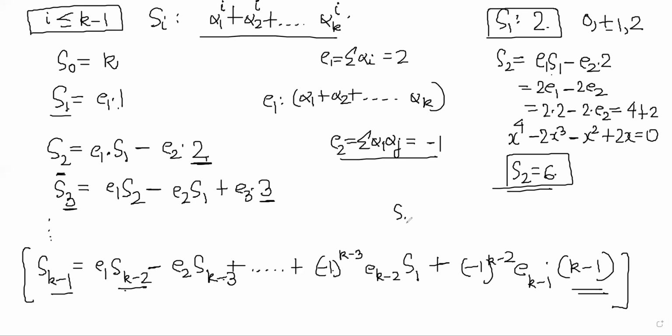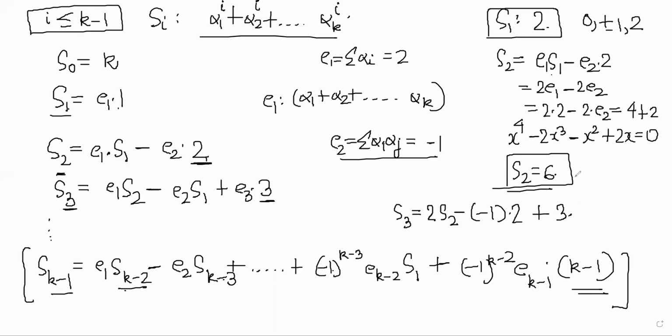What is S3? S3 will be equal to E1 S2. E1 was the sum of the roots taken one at a time, so 2 S2 minus E2. E2 was minus 1 into S1. S1 was 2, plus E3 into 3. E3 is the sum of the roots taken 3 at a time.